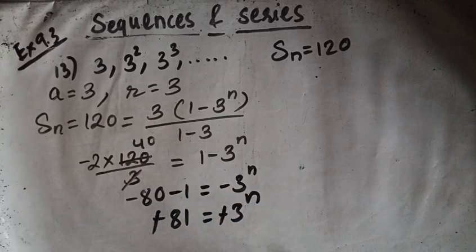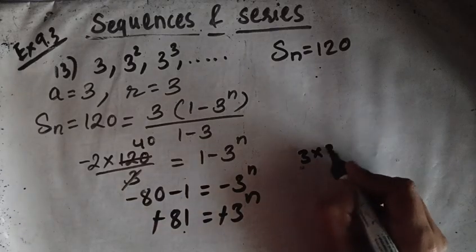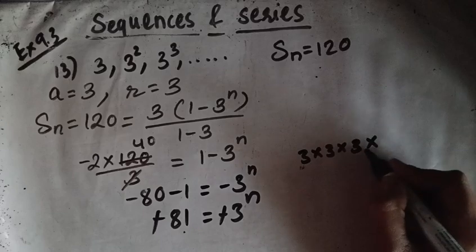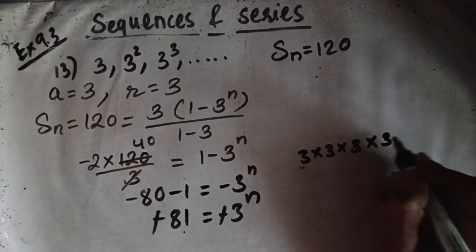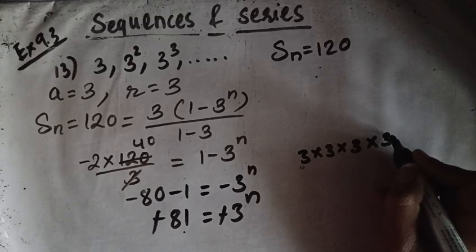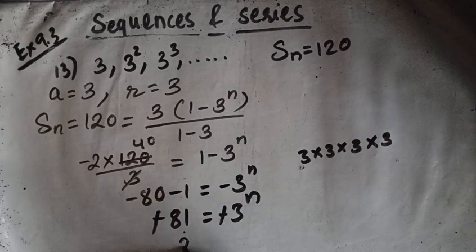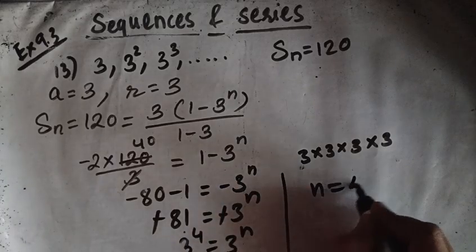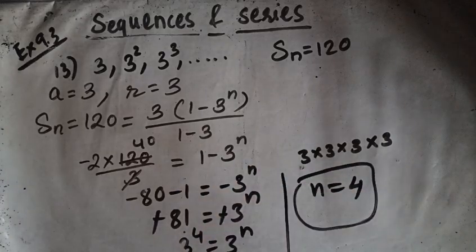So this is, 3 3s are 9, 9 3s are 27, and 27 3s are 81. So 3 raised to 4. So n is equal to 4. Okay, comparing.